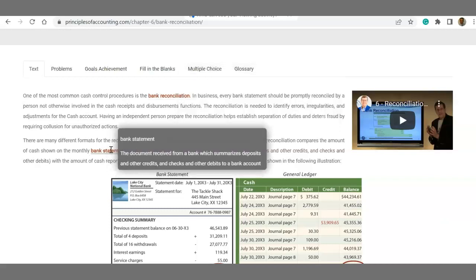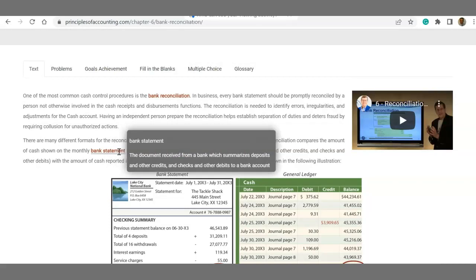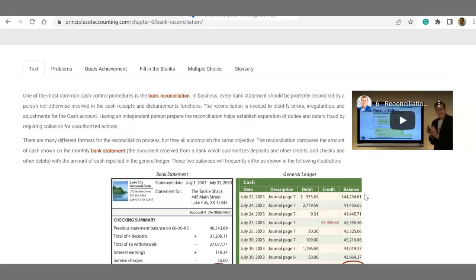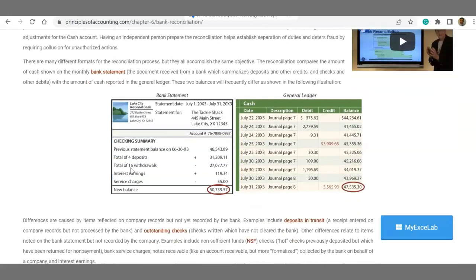That means every company gets a bank statement at the end of the month, and you need to reconcile your bank statement with your cash T account. So here is your bank statement, which says you have, let's say, $50,739. And then you look in your cash T account, and it says no, you have $47,535. Totally different numbers. They are not even close. So that means there are so many things in here that you don't know, or so many things in the ledger that the bank doesn't know. So you have to clarify that everything is under control and nothing is missed.